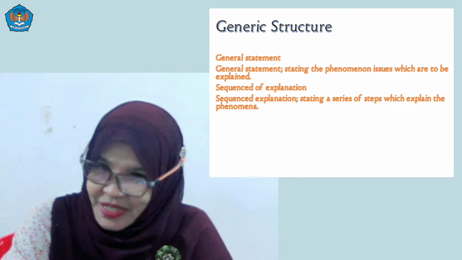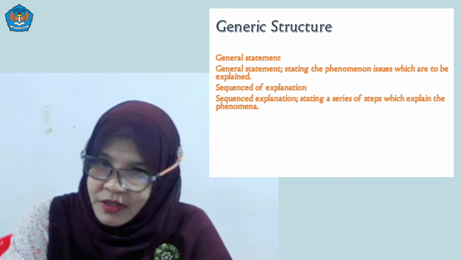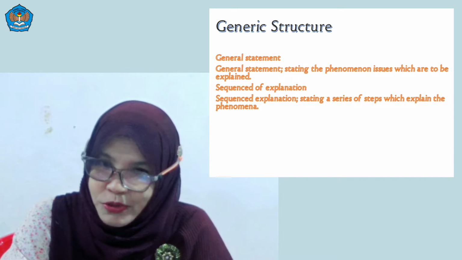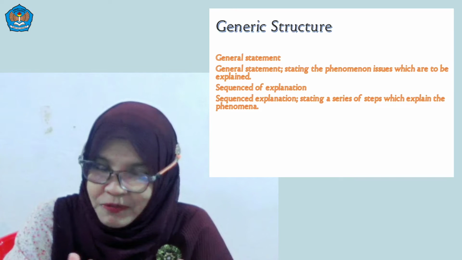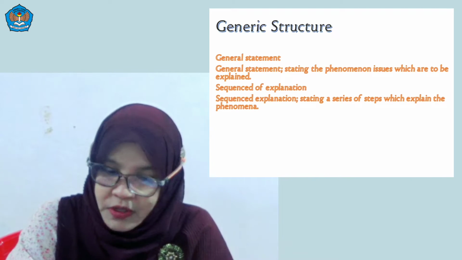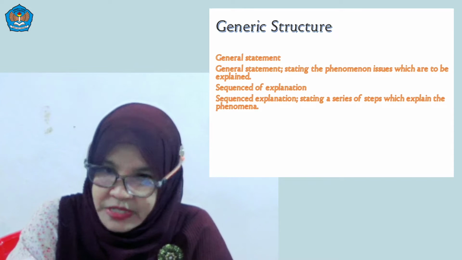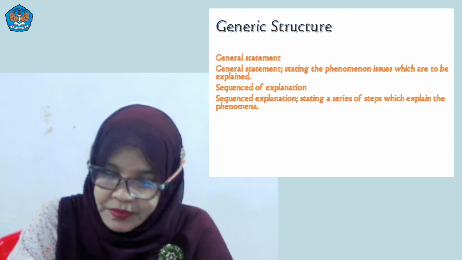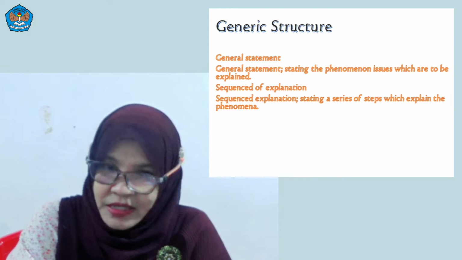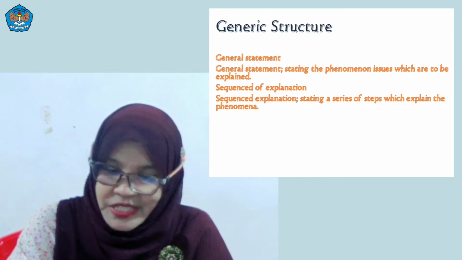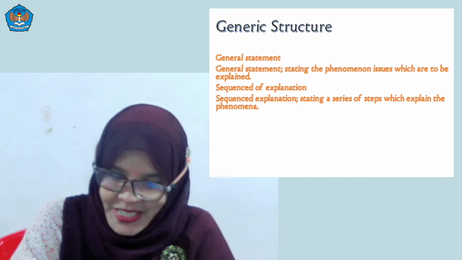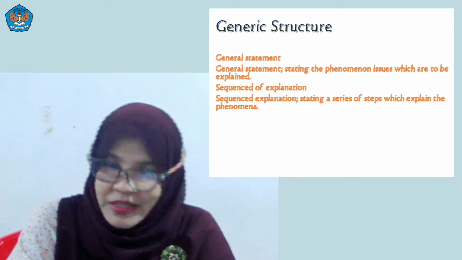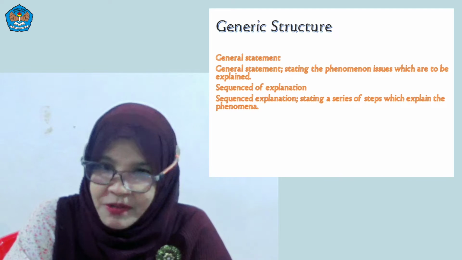And I remind you of the generic structure of the explanation text. Do you remember that? We have two kinds of generic structure. The first paragraph contains the general statement. The second is the sequence of explanation. And the closing is optional. It means that you can put it in the last paragraph, or maybe you omit it.